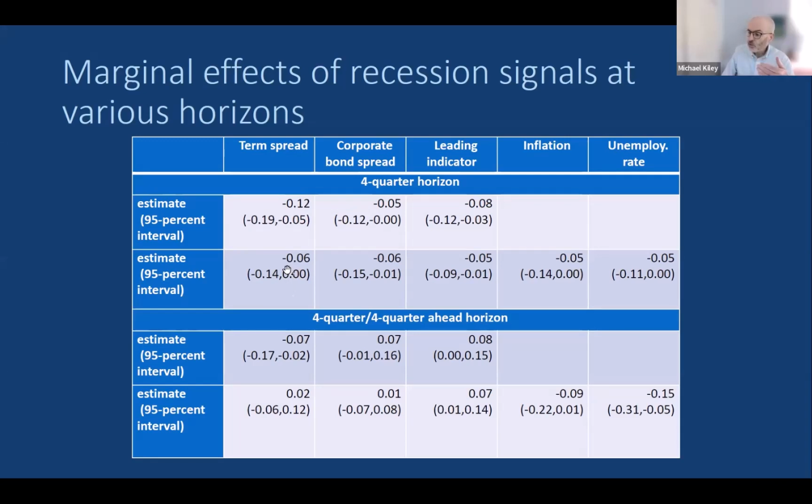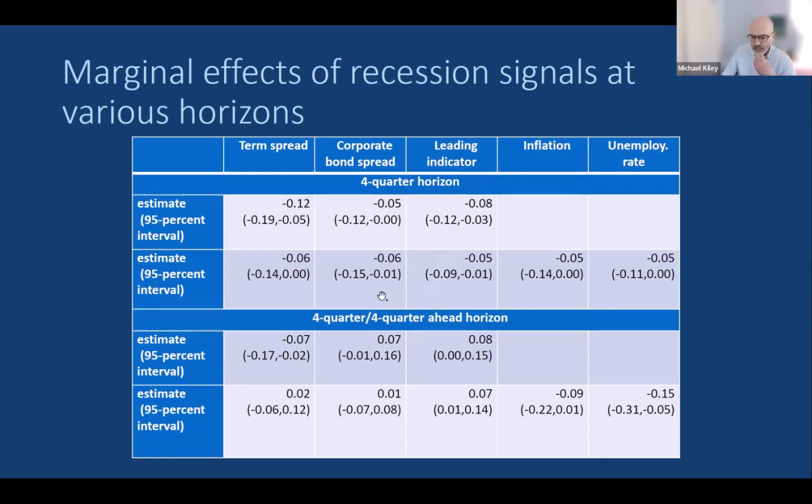So if the term spread is very low, like a 2 standard deviation low term spread, the probability of a recession is 24% higher than it otherwise would be. And similarly, if leading indicators are very weak, like an adverse leading indicator of 2 standard deviations, the probability of a recession is 16 percentage points higher. Right, so those are pretty good predictors.